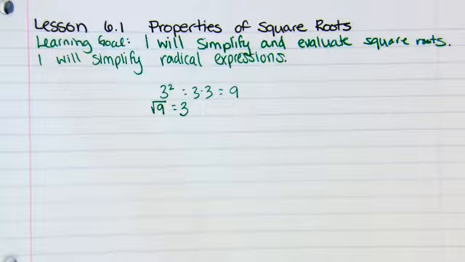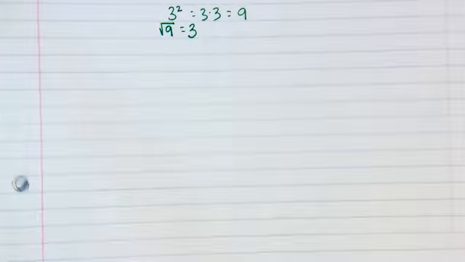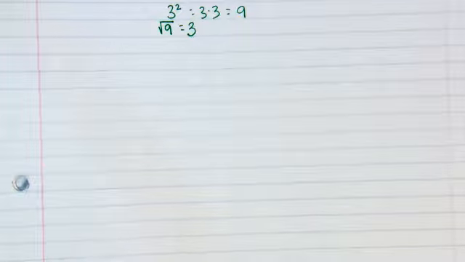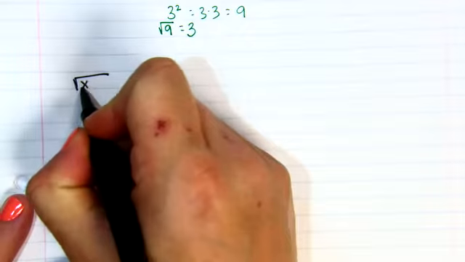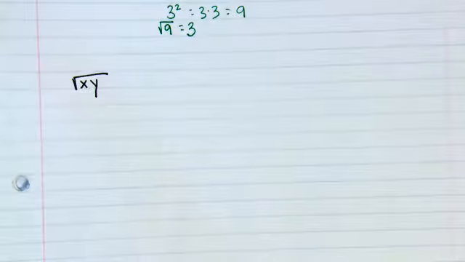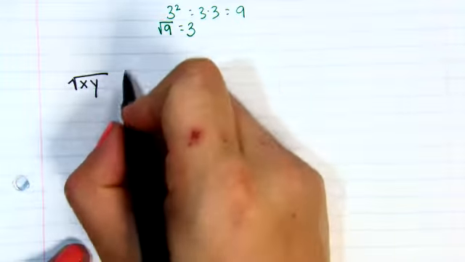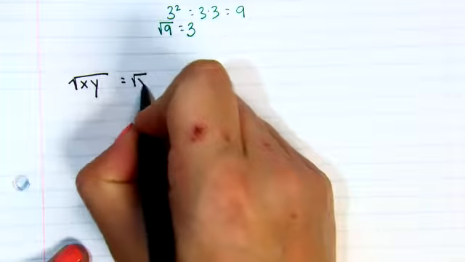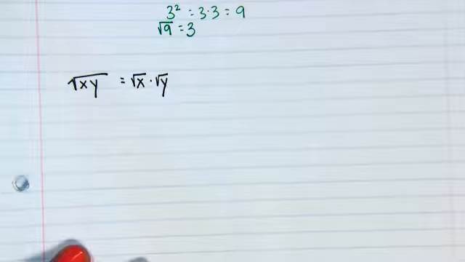Now there are a couple of properties that go along with square roots that make it a little easier to simplify them and just to work with them a little bit. So for example, I'm going to show you with symbols first, and then I'll show you with numbers. If we have the square root of x times y, or xy, that's a square root symbol, I can actually break this into 2 separate square roots, the square root of x times the square root of y.